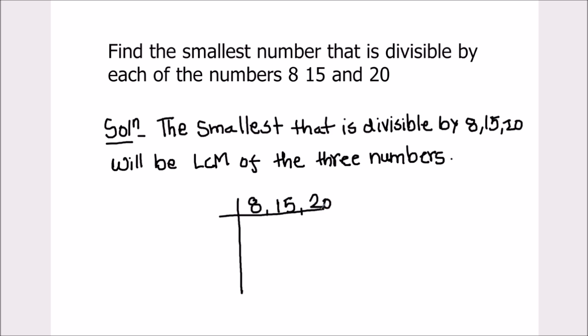Here we have 8 and 20 as the even numbers. So first we'll divide the even numbers by the smallest prime number, 2. 2 times 4 is 8. 15 is not fully divisible by 2, so we'll write it as is. And 2 times 10 is 20. Again we are going to divide by 2. 2 times 2 is 4. 15 is not fully divisible, so we'll write it as is, and 2 times 5 is 10.